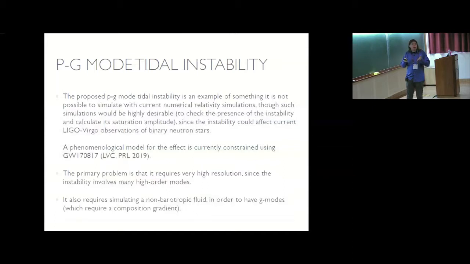So we would like to do a numerical simulation. They require extremely high resolution because you need very high order modes, like n equals 1,000. You also have to simulate a non-barotropic fluid to have the g modes, because these come from gradients. We are currently looking at a nonlinear analysis of the effect using GW170817, but it would be nice to have some more theory to back this up.